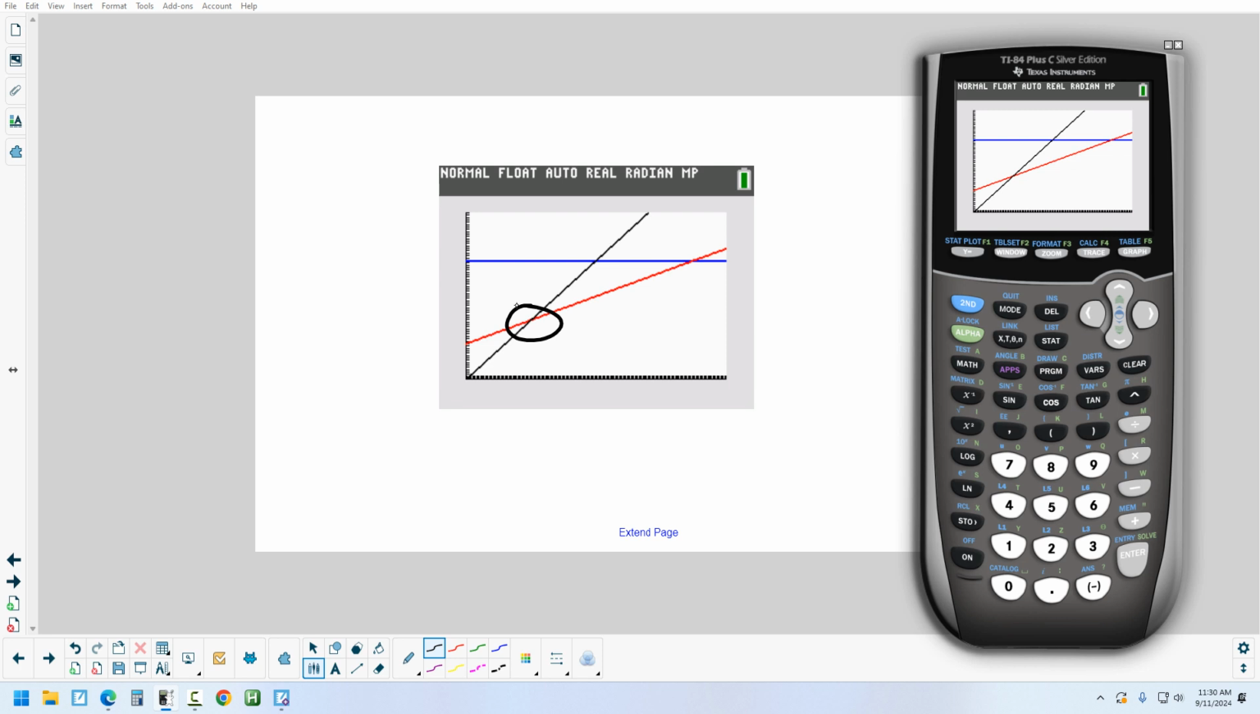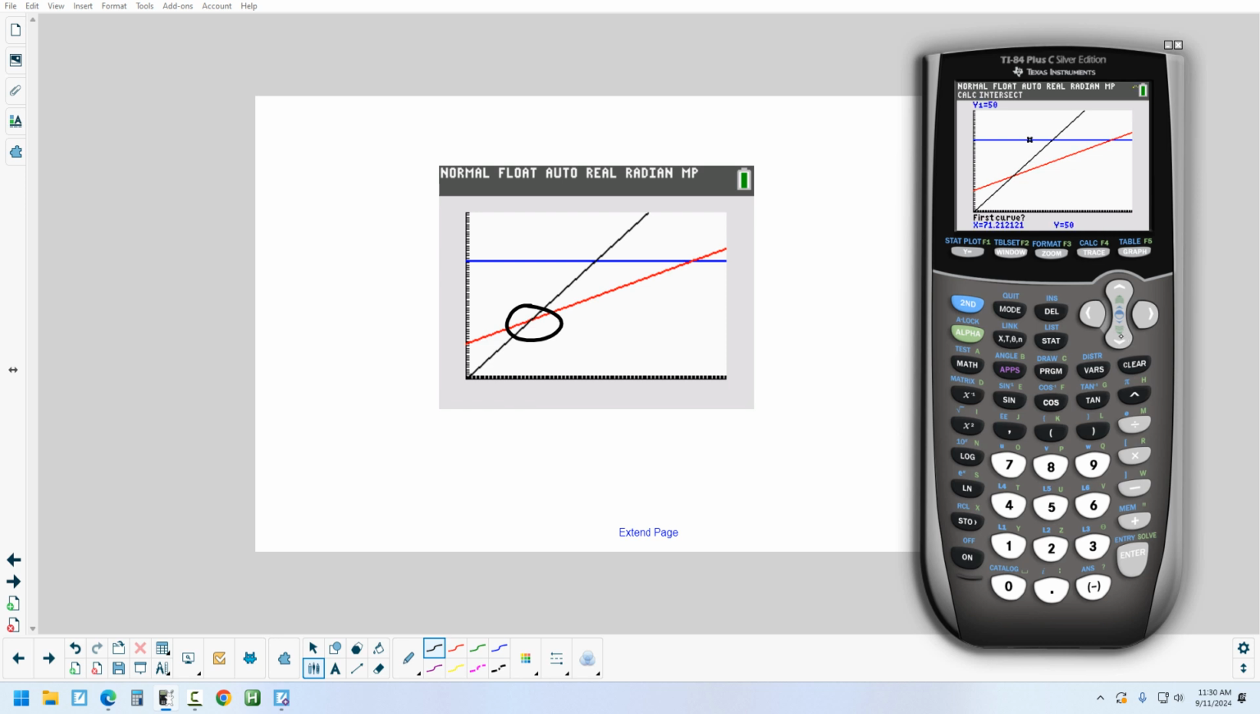This is how you would do it. Second calc, intersect. And if I press the left and the right arrows, it shows you that I'm on the blue line. I don't want the blue line this time. I said the red and the black. If you press the up and the down arrow, it'll switch which line you're on. Okay? Now I'm on the red, now I'm on the black.